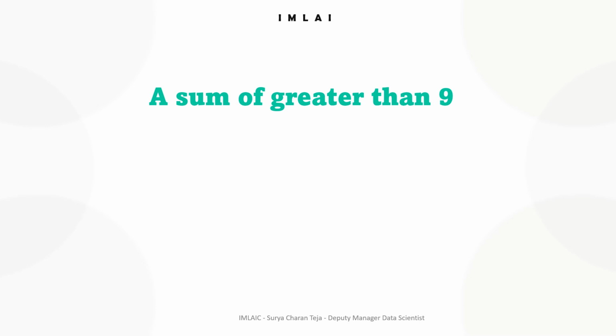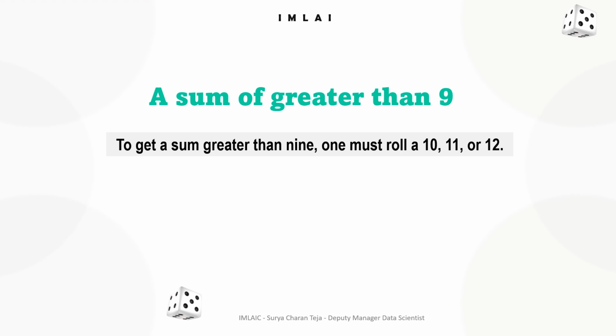Next, sum of greater than 9. To get a sum of greater than 9, that's the event. The event should have all the outcomes which bring a sum of greater than 9. So to get a sum greater than 9, one must roll 10 or 11 or 12. Then only we can get greater than 9.